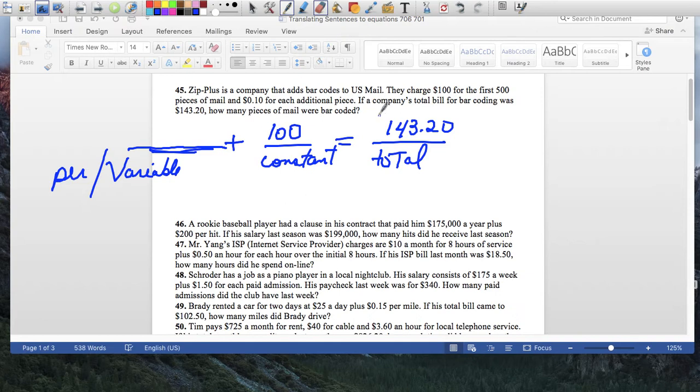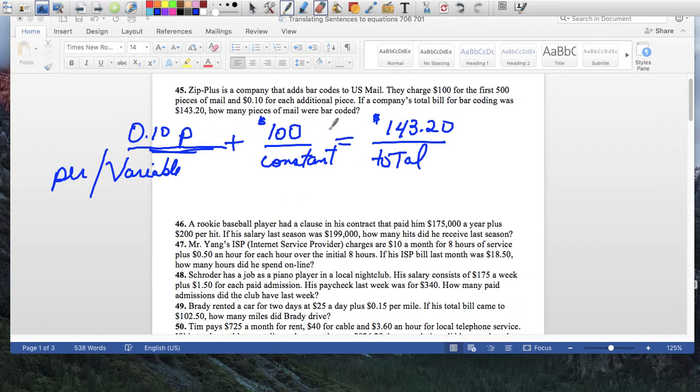Again, that's in dollars, and this is going to be in dollars. And I know that for each extra sheet, let's call it P for my variable, I paid 10 cents times the extra sheets plus $100 for the 500 sheets. That gave me a total of 143.20. Now, I can get rid of my decimals if you like, or you can just keep it like this.